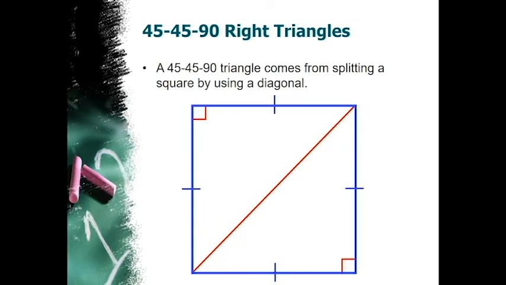For this, we're going to start to look at a 45, 45, 90 right triangle. These triangles come from splitting up a square by using a diagonal. If we take a square like I have drawn here and go from corner to corner, going through the interior of the square, we've created two 45, 45, 90 triangles.